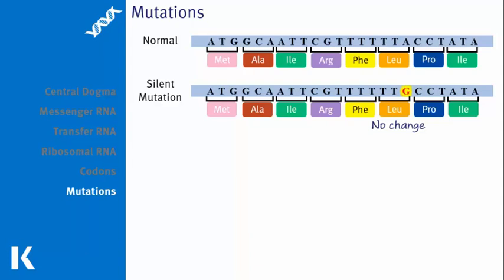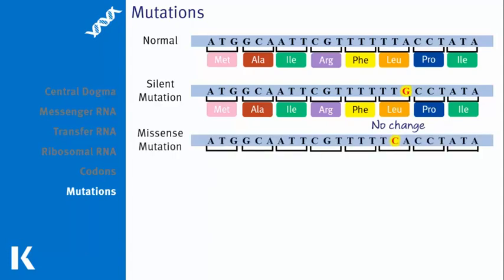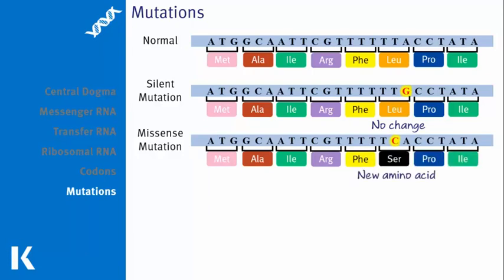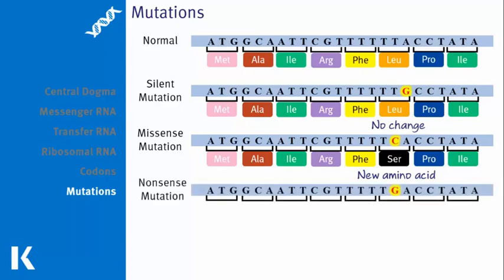Next are the missense mutations. If the T is changed to a C, the beginning stays the same, but the leucine is switched for a serine, resulting in one new amino acid in the sequence. Nonsense mutations occur when a point mutation results in a premature stop codon. Again, the beginning is fine, but the stop codon terminates translation, leading to a shorter and generally non-functional protein.